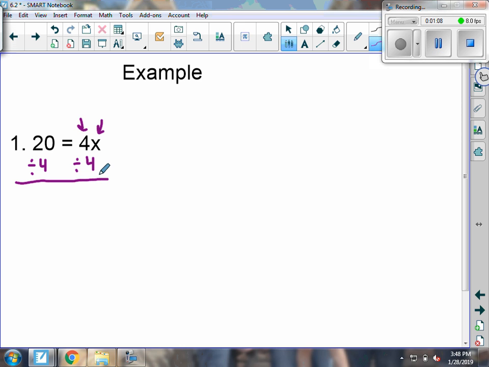4 divided by 4 is 1. How do I write 1x? I just write x. You don't need to write the 1 in front of the x. So 20 divided by 4 is 5. There's my answer. So x is equal to 5. You can swap this and write it like this. Either way works, as long as I have the original problem, you're showing me what you're doing to it, and you get the answer.